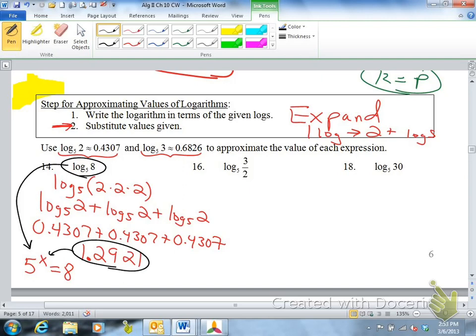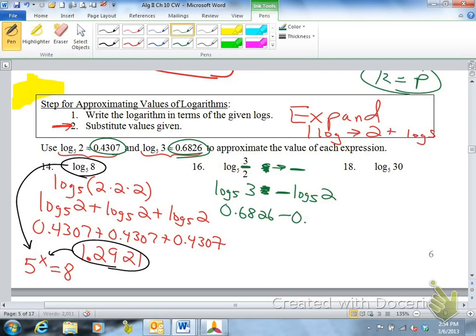Okay, the next example, notice we have a quotient. So we can write this as a division. We have log base 5 of 3 divided by, that is division. Sorry about that. Changes to a minus, so it's not divided by, minus log base 5 of 2. A quotient becomes a difference. And you're told in the directions right here that log base 5 of 3 is 0.6826. Minus log base 5 of 2 is right here, 0.4307.